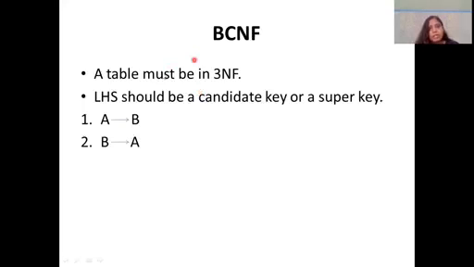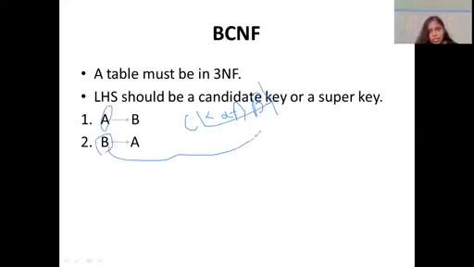So in the previous example, the candidate key list was A comma B. So we'll check whether LHS is in this list. A, yes, A is present in this candidate key list. Again, LHS is B here. Is it present in the candidate key list? Yes, it is present. Then we can tell that this relation is in BCNF.